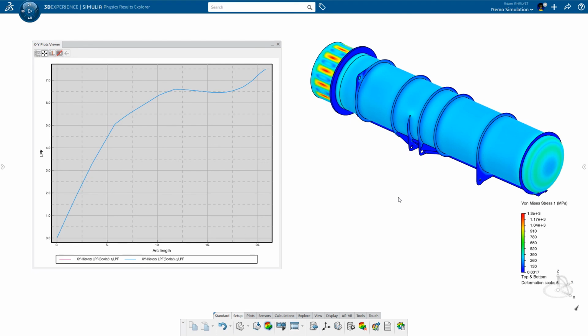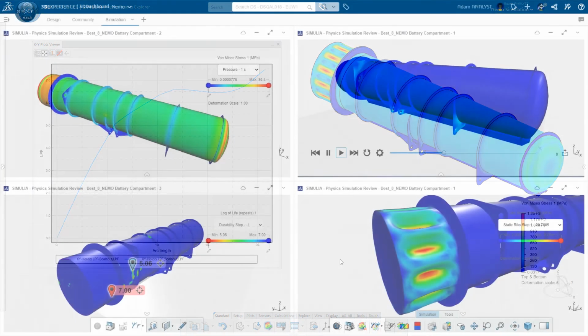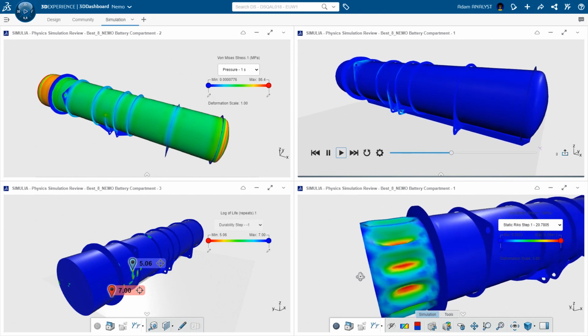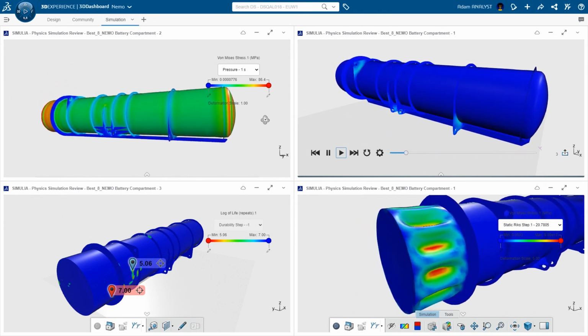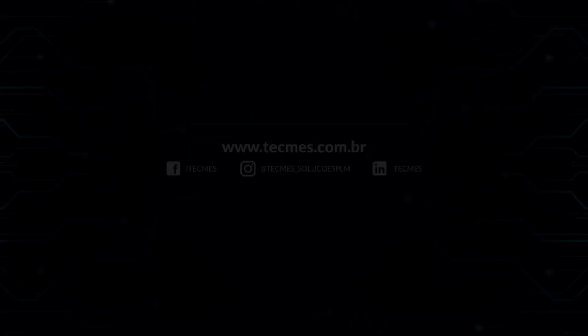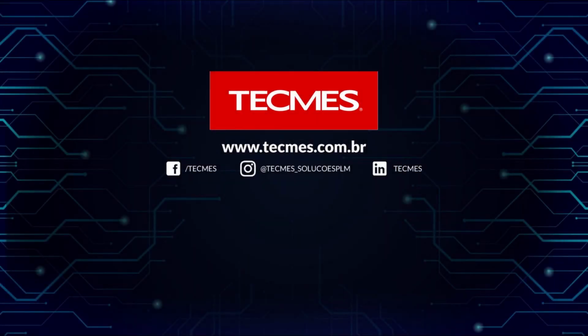Atom plots the load factor and visualizes which areas of the compartment will fail first. By using the 3DEXPERIENCE platform to explore numerous design options, evaluate durability, and understand critical loading events, Atom and his team were able to make informed, timely decisions to help fulfill their safety and certification requirements.